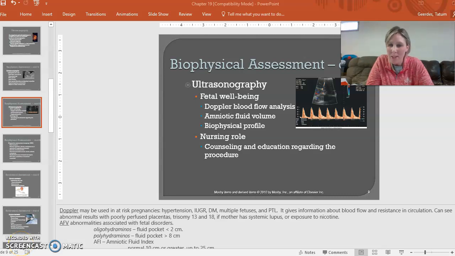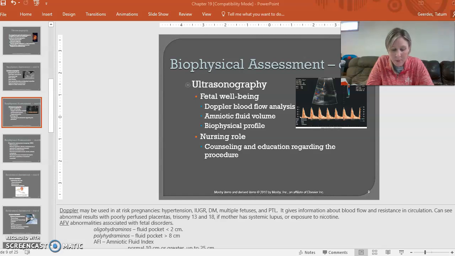I'm going to start back up on slide 9, and we were talking about the Doppler blood flow analysis. The Doppler blood flow analysis is used to give us more information about the blood flow and resistance in circulation. And so we use this in high-risk pregnancies that suffer from hypertension, intrauterine growth restriction, diabetes, those that have multiple fetuses present, and also preterm labor complications.